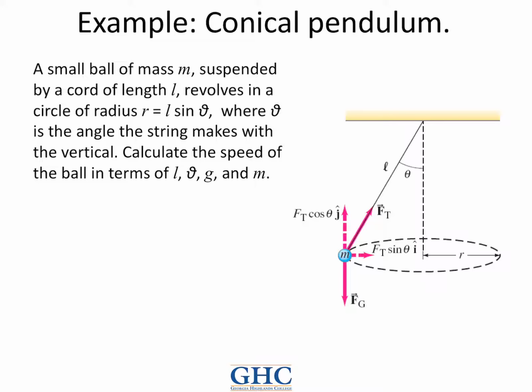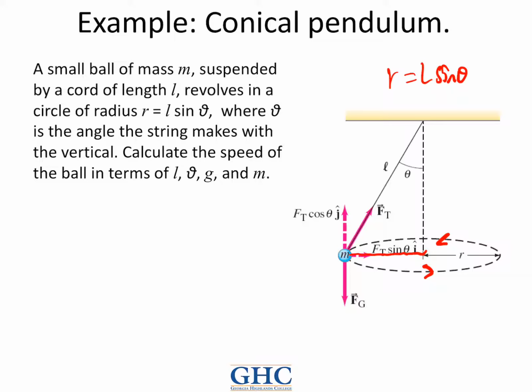Now let's look at one more example. So we have a conic pendulum, and the ball is hanging on a string. The ball is doing uniform circular motion around this circle with radius r. Now r equals L sine theta. So we want to find out what will be the speed of the ball if we know L, we know theta. So we still need to do a free body diagram.